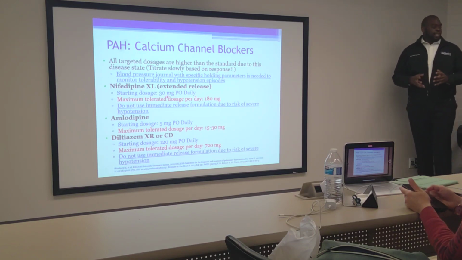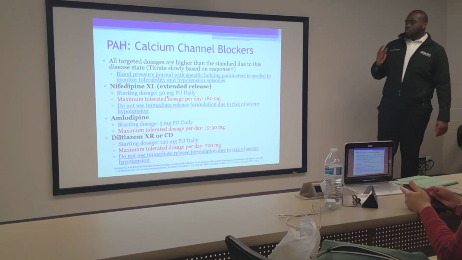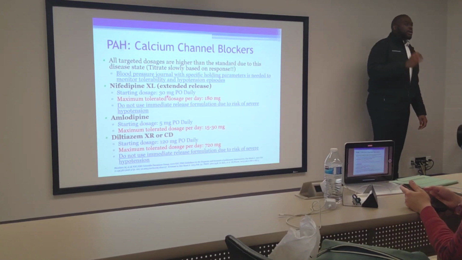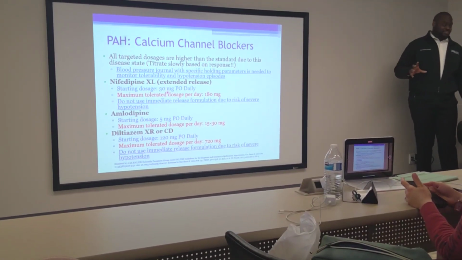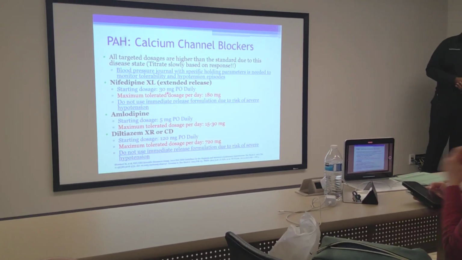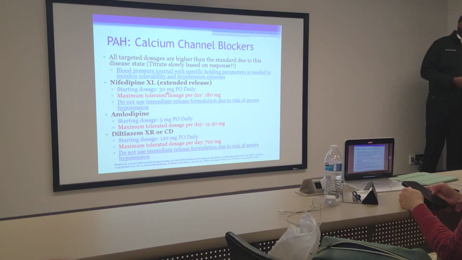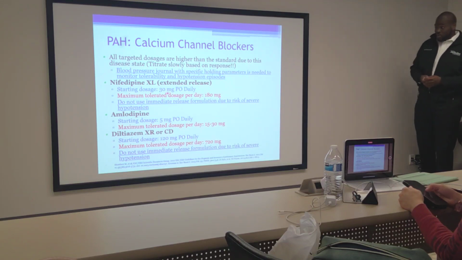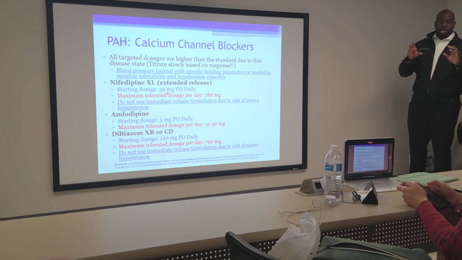Next, you have diltiazem, extended release or controlled release. Know that the starting dose is 120 milligrams once a day. Your maximum tolerated dose per day, which you want to get to for these patients, is 720 milligrams. It's still pretty high too. And just like we talked about with amphetamine, we do not use the immediate release diltiazem because it also raises severe hypotension. This also brings bradycardia, since we're talking about the myocardium from that standpoint, with it being a non-dihydropyridine calcium channel blocker.